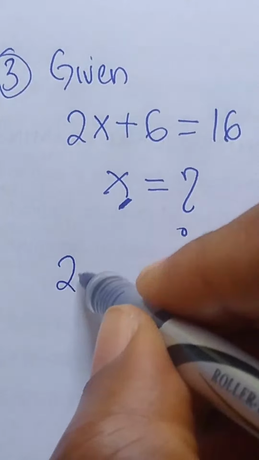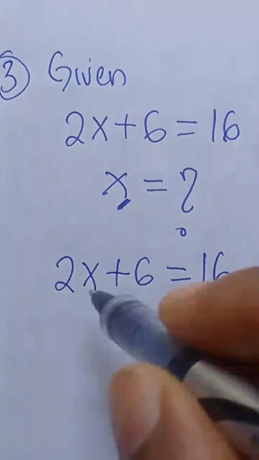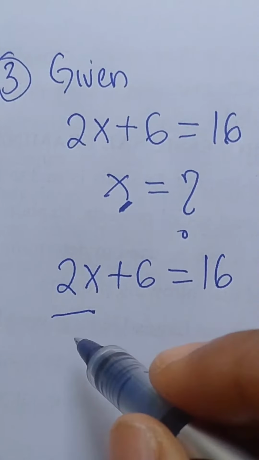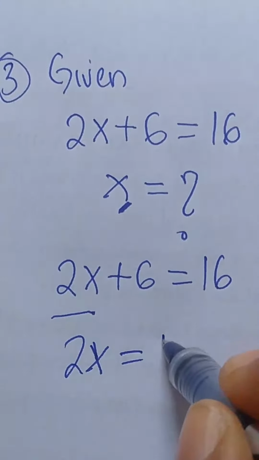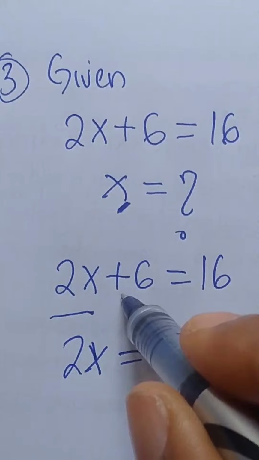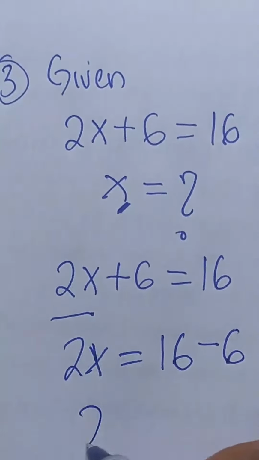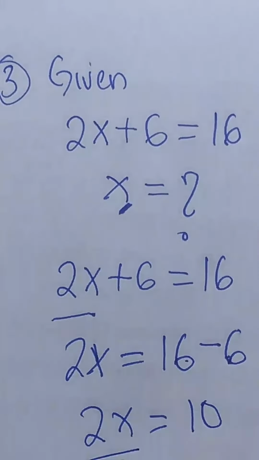So we have 2x plus 6 equal to 16. Now we'll try to make x stand on its own, or we call it collection of like terms. We collect like terms. All right, so we have 2x is equal to 16 here. Now we move this plus 6 across the equality sign to become minus 6. Okay, so we have 2x equals 16 minus 6, which is 10. Divide both sides by 2.